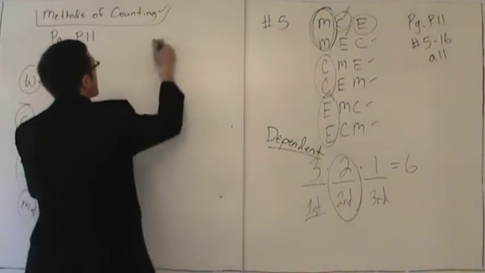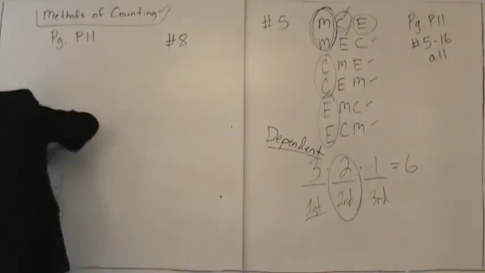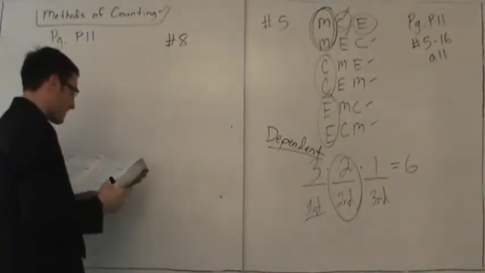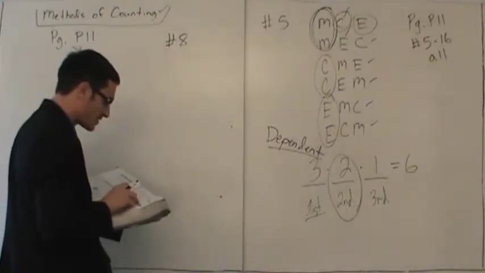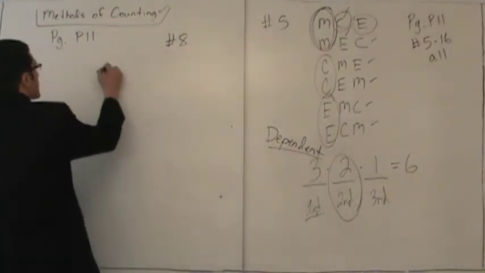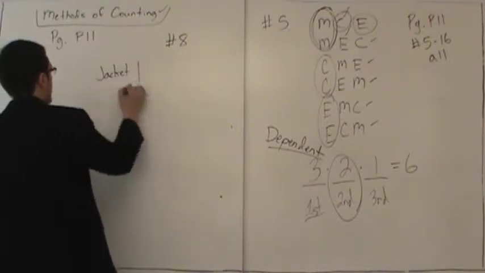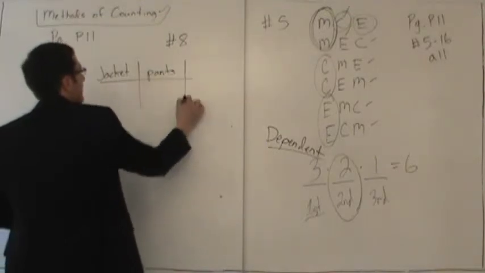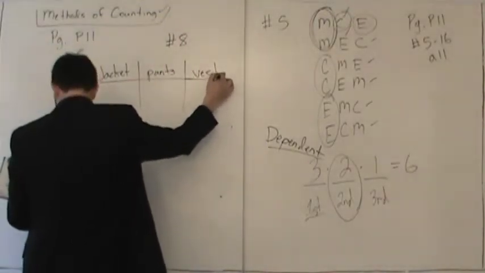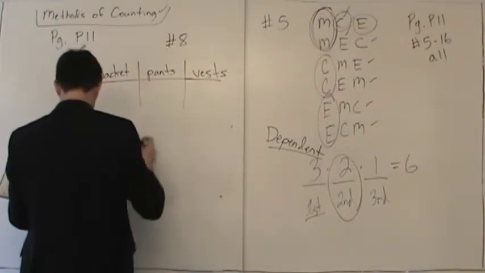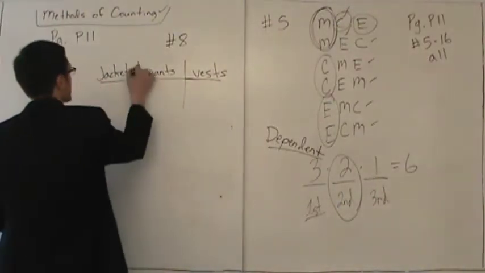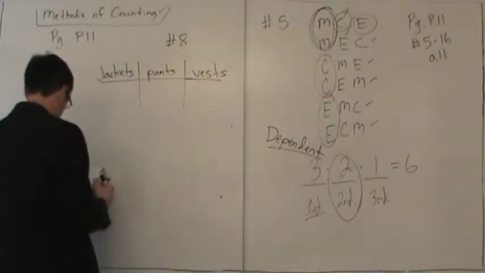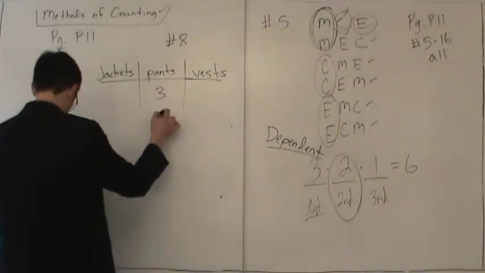Number 8 says, Dane is renting a tuxedo for prom. Once he has chosen his jacket, he must choose from 3 types of pants and 6 colors of vests. So we have jacket, pants, and vest. Jackets, pants, and vest.